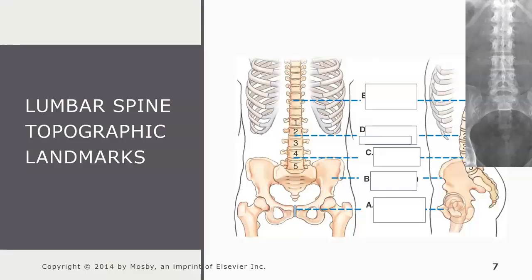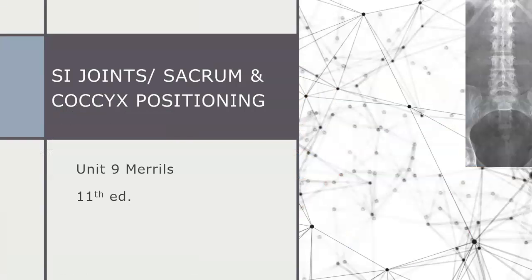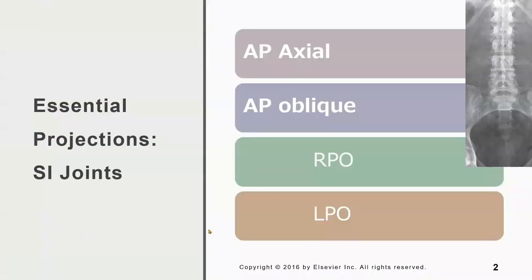T9 and T10. T9, T10. Very good landmarks to know. Okay, going to the positioning. So we're going to start off with the SI joint. SI joint, we're going to be doing AP axial, so the patient will be positioned supine. We're going to do AP obliques, which means that the obliques are going to be either RPO or LPO, correct?